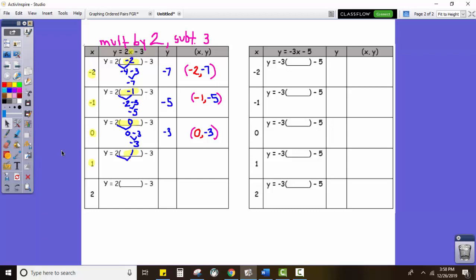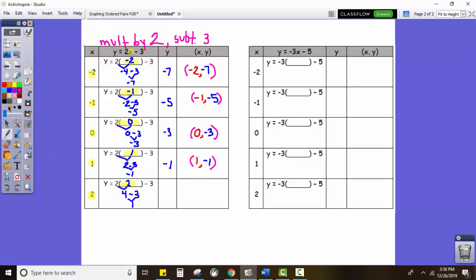Okay, then plug in 1 for x. Multiply by 2. 2 times 1 is 2. Then subtract 3. 2 minus 3 is -1. So you record that for the y column. So my ordered pair, I plugged in 1, I got out -1. 1, comma, -1. And last one for this table, plugging in a 2 now for x. So 2 times 2 is 4. Bring down the subtract 3 for the second step. 4 minus 3 is 1.